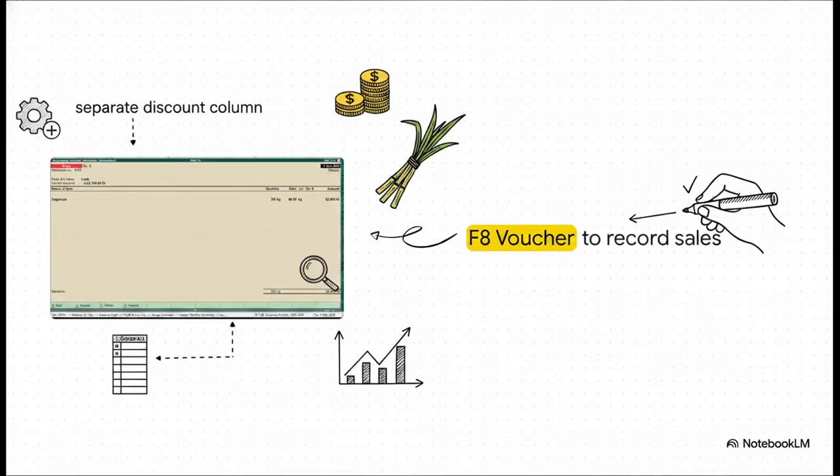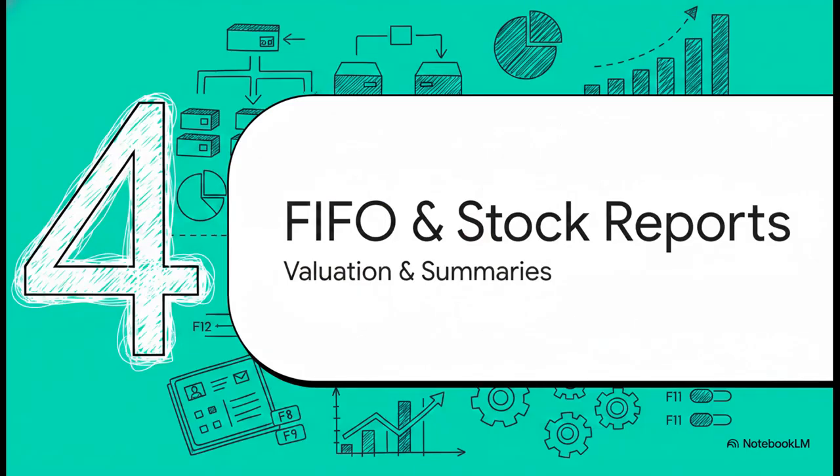Similarly, for the F8 sales voucher, let's say we're selling 300 kilograms of sugarcane for cash. Notice the column headers: quantity, rate, and amount. But remember back in Section 1 when we looked at F11 features? If you needed to, you could have activated a separate discount column, and it would neatly slide right into this grid, automatically adjusting the final total. Which brings us to Section 4, FIFO and stock reports.